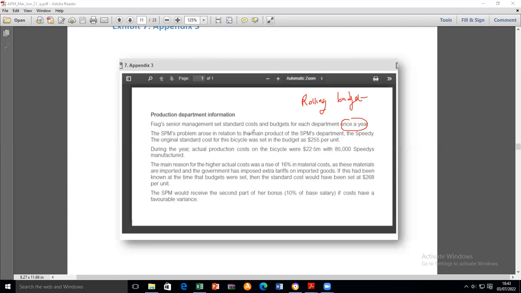The SPM's problems arose in relation to the main product of the SPM department, the Speedy. The original standard cost for this bicycle was $255. During the year, actual production cost on the bicycle was $225 with 85,000 manufactured. Could somebody please do the division there? Could somebody do the division, 2.5 million divided by 5,000?